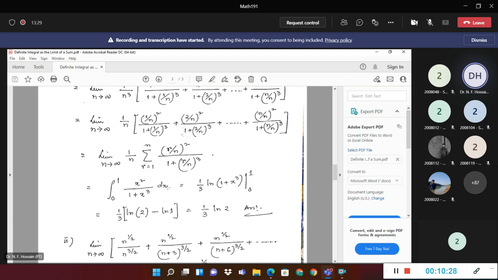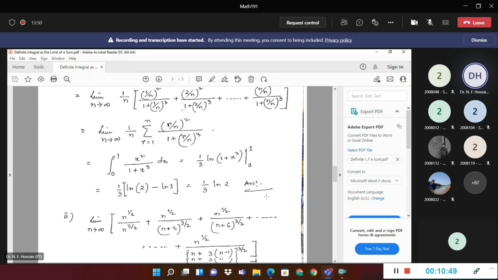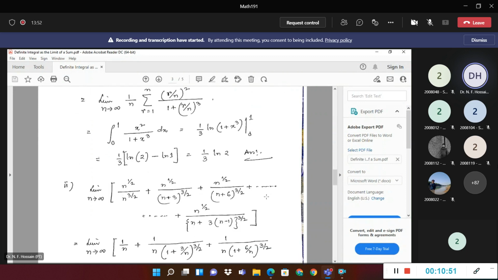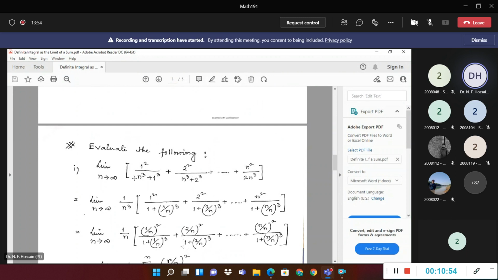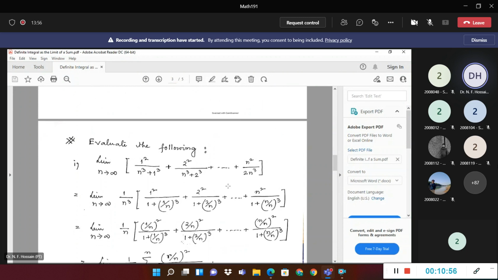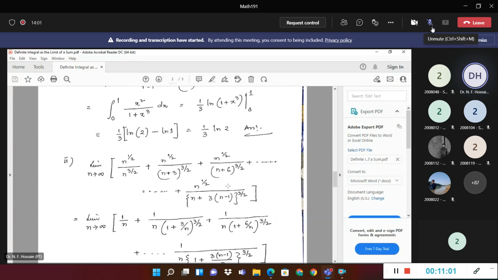So now you just do this integration in the proper way. You have to take a substitution, 1 plus x cube equal to say u. So you will get 3x squared dx equal to du. So x squared dx will be 1 over 3 du. And then after doing the integration, you will get this. So finally, the result is 1 over 3 ln of 2. So here you see we have found the sum of this infinite series by using the definition of definite integral.